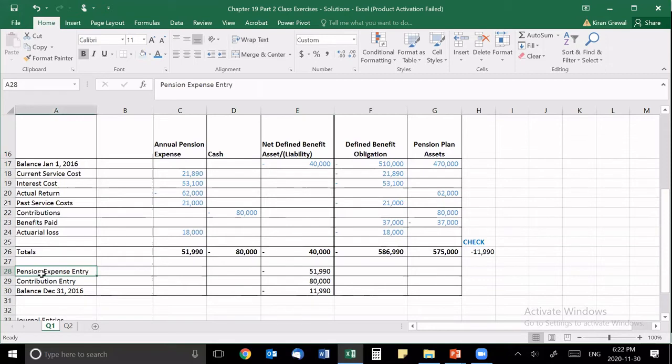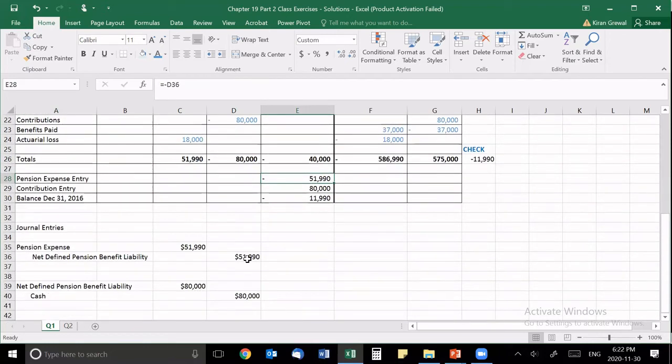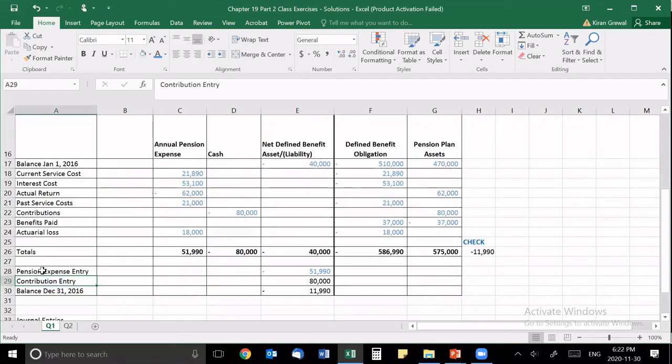So the pension expense entry, remember we said we're going to debit our pension expense, which means we're going to have to credit our net defined benefit asset or slash liability, right? So we're crediting our net defined benefit amount. So let's update our net defined benefit amount here. It's going to be a credit of 51,990. And our contribution entry or our cash entry is going to debit our net defined benefit, so that's a positive amount, and credit our cash.